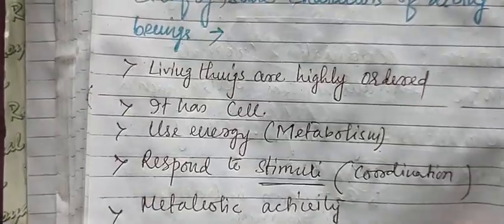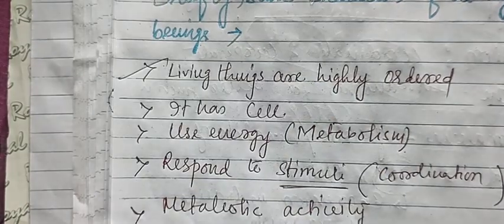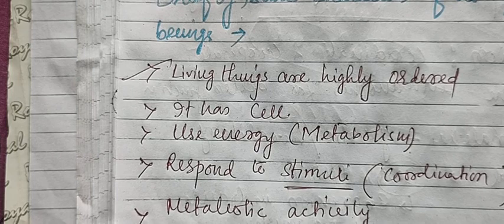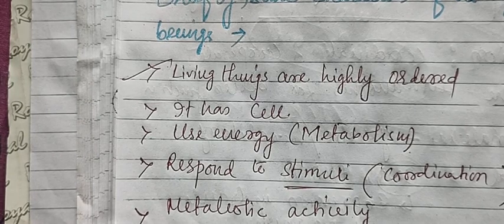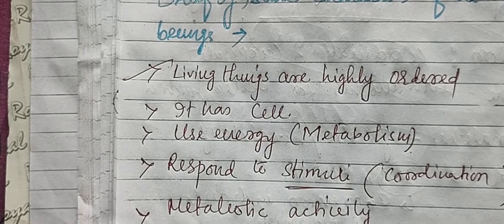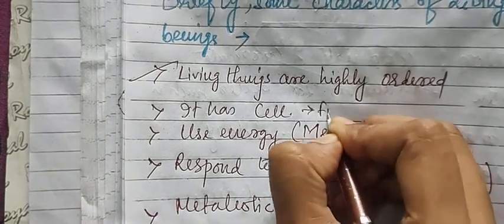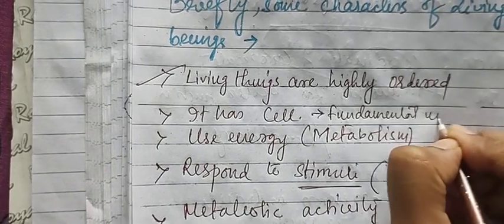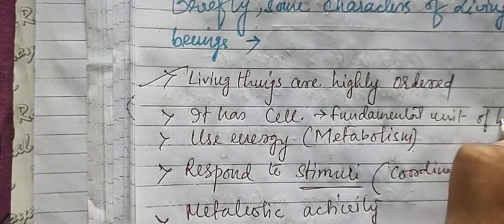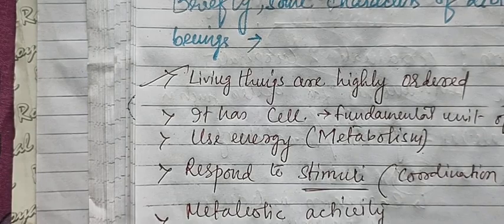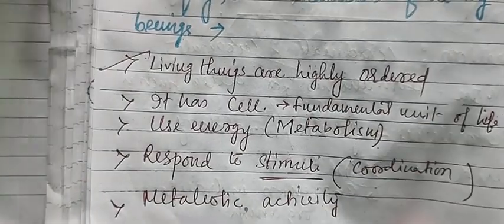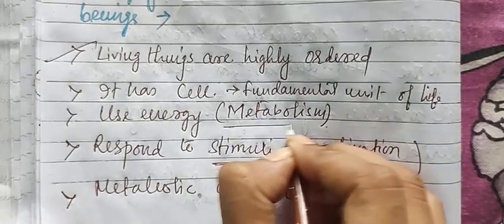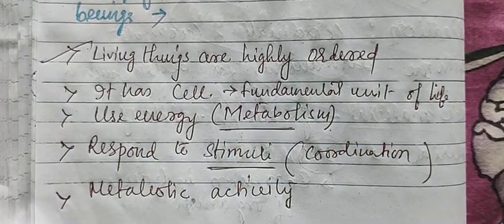The first one is that living things are highly ordered. Next one is that it has cell. Without cell, no living being can be formed. So cell is called the fundamental unit of life. Next one is use of energy. That's called metabolism, like catabolism and anabolism.